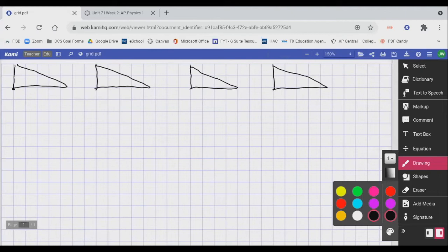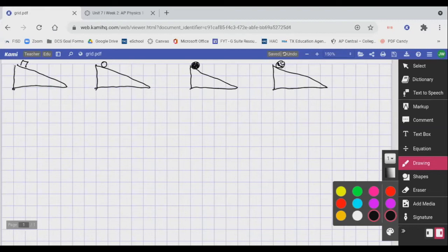In the first ramp, I'm going to put a block. The next one, I'm going to put a ring. The next one, a disc. The next one, a sphere, like a 3-dimensional sphere. I'm trying to show rounded edges. So we have a block.